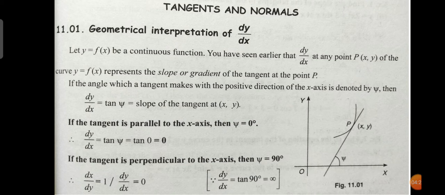Tan 90 is infinity, so dy by dx is infinity. And if we take the reciprocal, dx by dy is 0, that is given there. That is the geometric representation of dy by dx. It was just a recalling one.